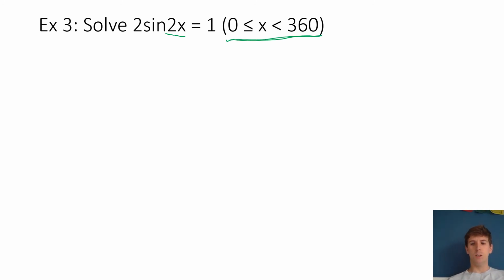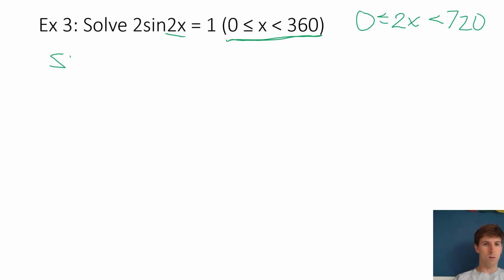So if x is between 0 and 360, 2x is going to have to be between 0 and 720. How did I get that? I just multiplied each of my endpoints by 2. That's what we'll be thinking about in this problem. Otherwise, the initial steps are very similar, so let's isolate the sine 2x. That's just dividing by 2, so I'll have sine 2x equals 1/2.